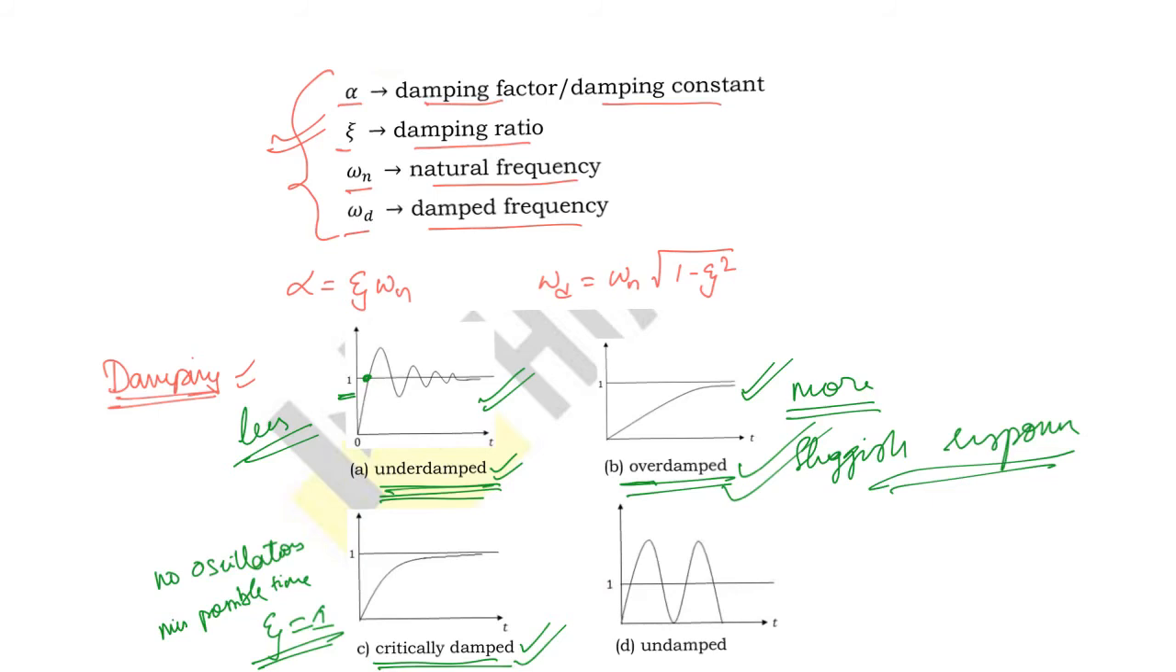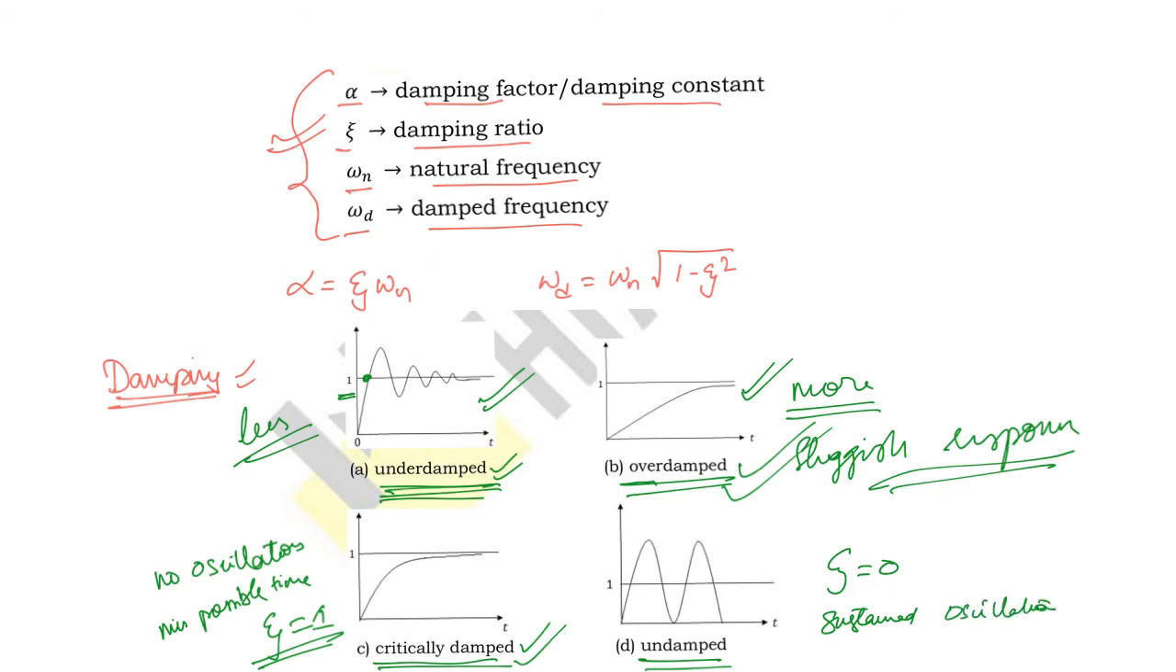Next is the undamped system. What is happening in an undamped system? There is no damping. That means zeta is equal to 0 here, which is what we have discussed. And here sustained oscillations will occur.